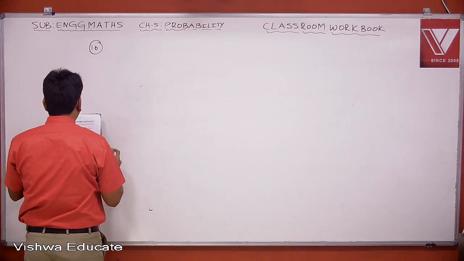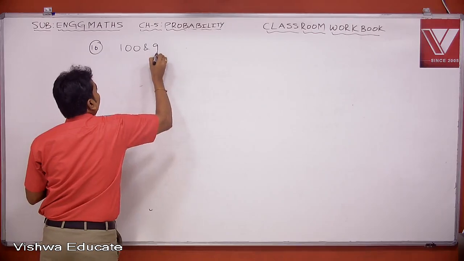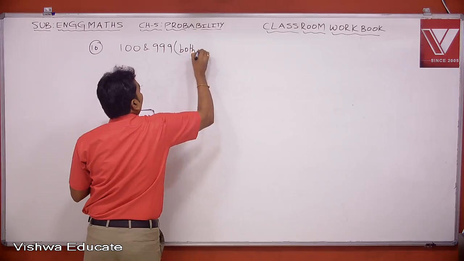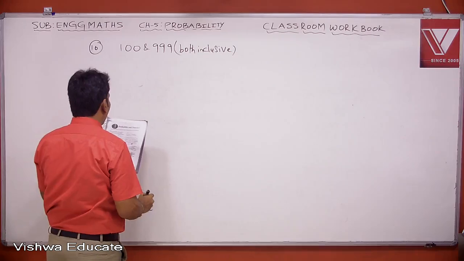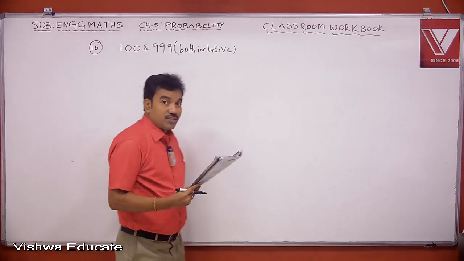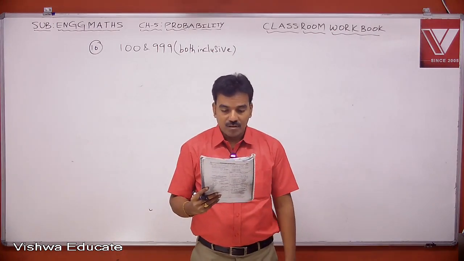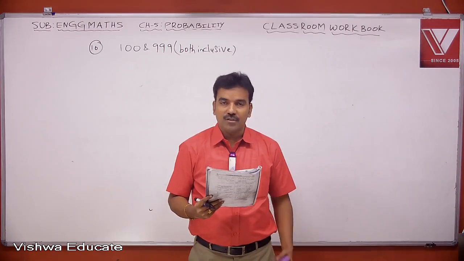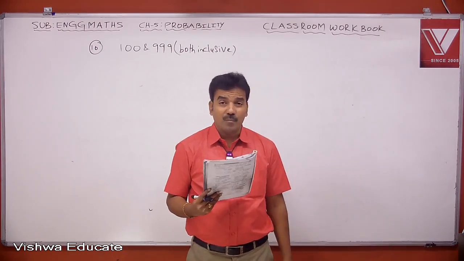The probability that a number selected at random between 100 and 999, both inclusive, will not contain the digit 7 is... This is a very interesting question. Of course, this question is based on combinations. So we need to select a number between 100 and 999, both inclusive. Both inclusive means you can select 100 or you can select 999 also.